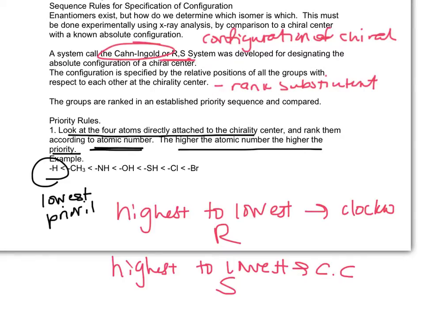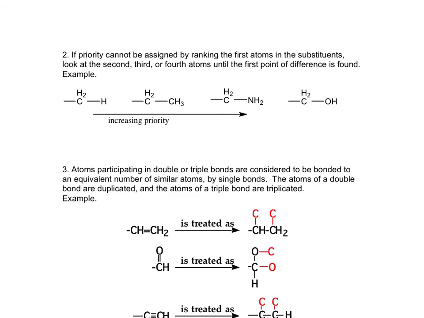It's always the lowest priority if there's a hydrogen. And then the priority increases as you increase in atomic number. If we cannot assign priority based upon ranking the first atoms that are attached to the chiral carbon, then we have to look at the second, third, and fourth atoms until we can find the first point of difference.